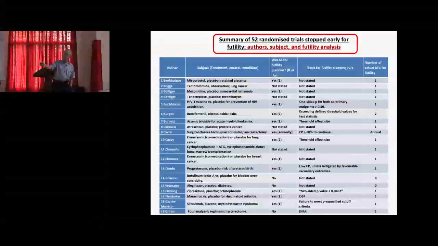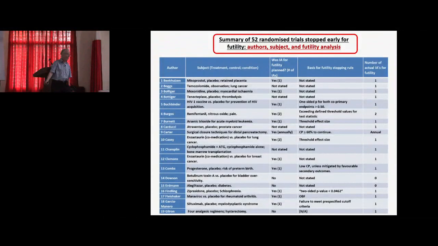Here's one that says the one-sided p for both co-primary endpoints, so there were 2 endpoints here, both of them had to be bigger than 0.5, that was their rule. Not criticizing, that's what they had. Some of them had a defined threshold value for a test statistic, for example, or this next one had a threshold effect size. They would say, well, if we observe less than a 5% difference in mortality, we're going to stop. Okay, that kind of thing.